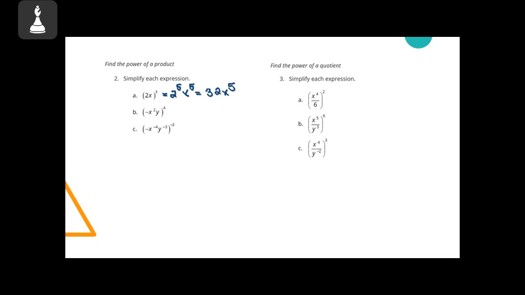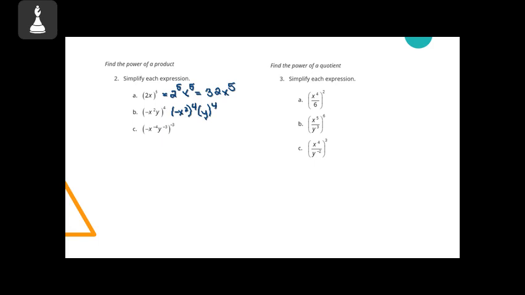All right, next, I have negative x squared raised to the 4th. Actually, if you want to think about it separately, you could think about that as negative 1 raised to the 4th, or you can combine them here. And then y is also going to be raised to the 4th.